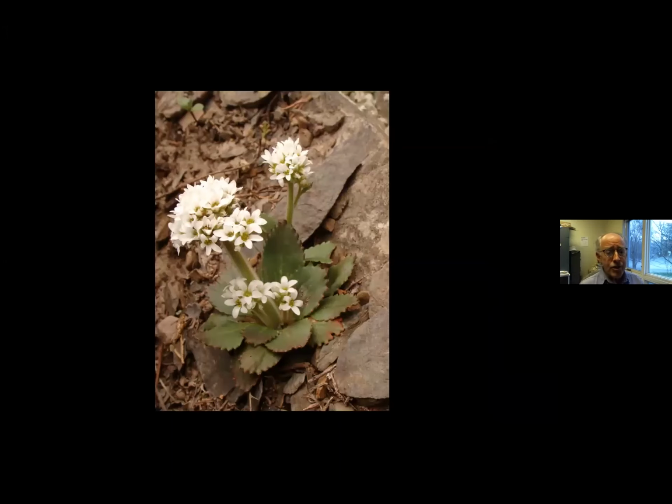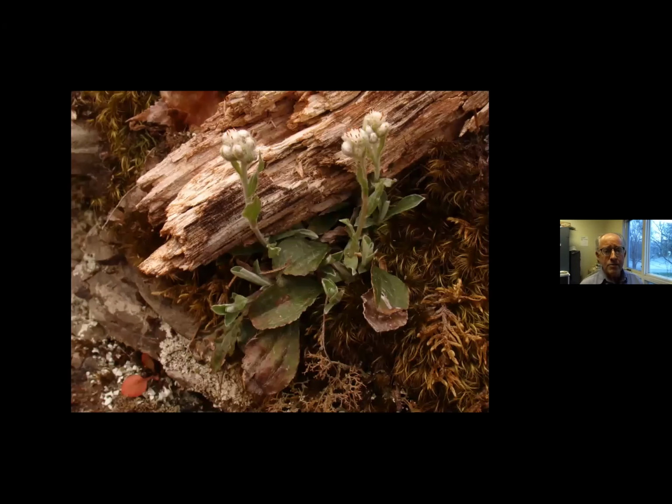Rock saxifrage or early saxifrage. A beautiful little early spring plant, and this tends to grow in drier, rockier, steeper or higher landscapes, rocky open woods, oak woods. Rock saxifrage, early saxifrage, Micranthes virginiensis. And now we'll have a few species that tend to be in drier, rockier, perhaps warmer, perhaps more open woods and slopes.